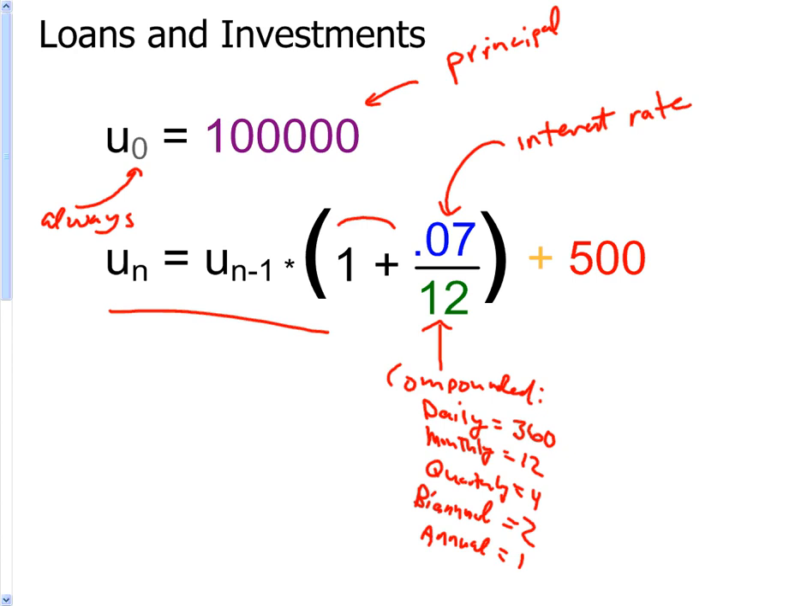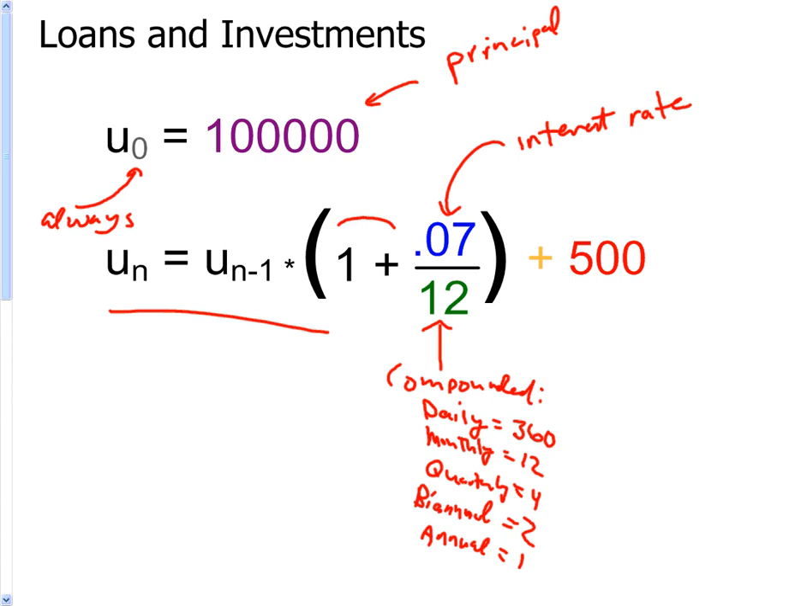Okay, so there's a bunch of different numbers that could go instead of that green 12 there. You could put it in daily. That's what your typical bank does for the interest they're going to pay you. Monthly, quarterly, biannually, or annually.